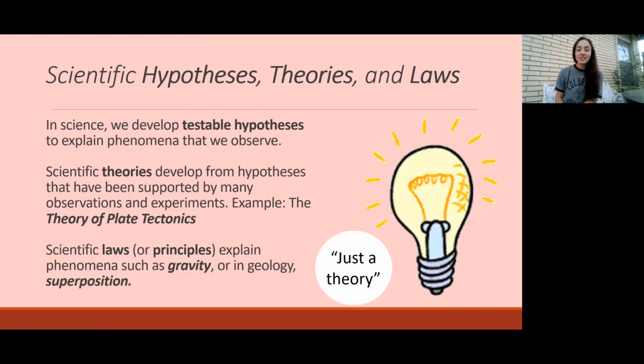So first, let's discuss hypotheses, theories, and laws. In science, we develop testable hypotheses to explain phenomena that we observe. So what does that mean? When we say testable, we want to be asking questions like, how do mountains form? Or what is granite made of? Or why is this rock fine-grained, but this one's coarse-grained, and they're the same composition? Those things we can answer, but we can't ask questions that aren't testable, like what's the meaning of life? You can try and answer that, but it's probably not going to be a scientific answer that you came to from experiments and observations made from those experiments. So we try to ask questions that are testable.